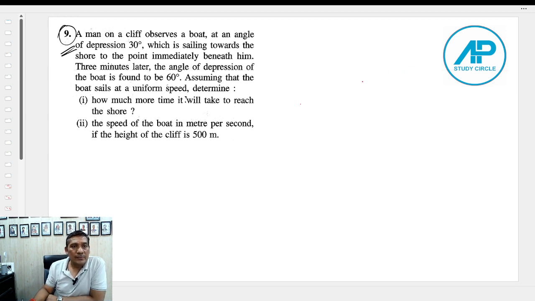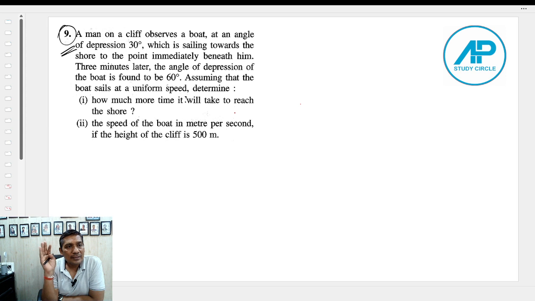A man on the cliff observes a boat at an angle of depression 30 degrees, which is sailing towards the shore to the point immediately beneath him. 3 minutes later, the angle of depression of the boat is found to be 60 degrees. Assuming that the boat sails at a uniform speed, determine how much more time it will take to reach the shore. The speed of the boat in meter per second, the height of the cliff is 500 meters. Understand the question very carefully.